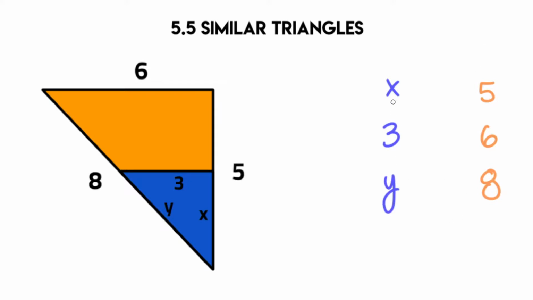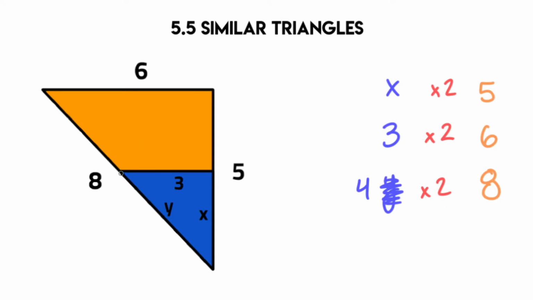Now, beforehand we had 2 examples, but you actually only need just one. 3 multiplied by what number is going to give me 6? Well, the answer is 2. So the scale factor to get from my blue triangle to my orange triangle is multiply by 2. And since these are similar triangles, that means all of them have to be multiplied by 2. So for my y value, what number times 2 is going to give me 8? Y must be equal to 4. 4 times 2 gives me 8.